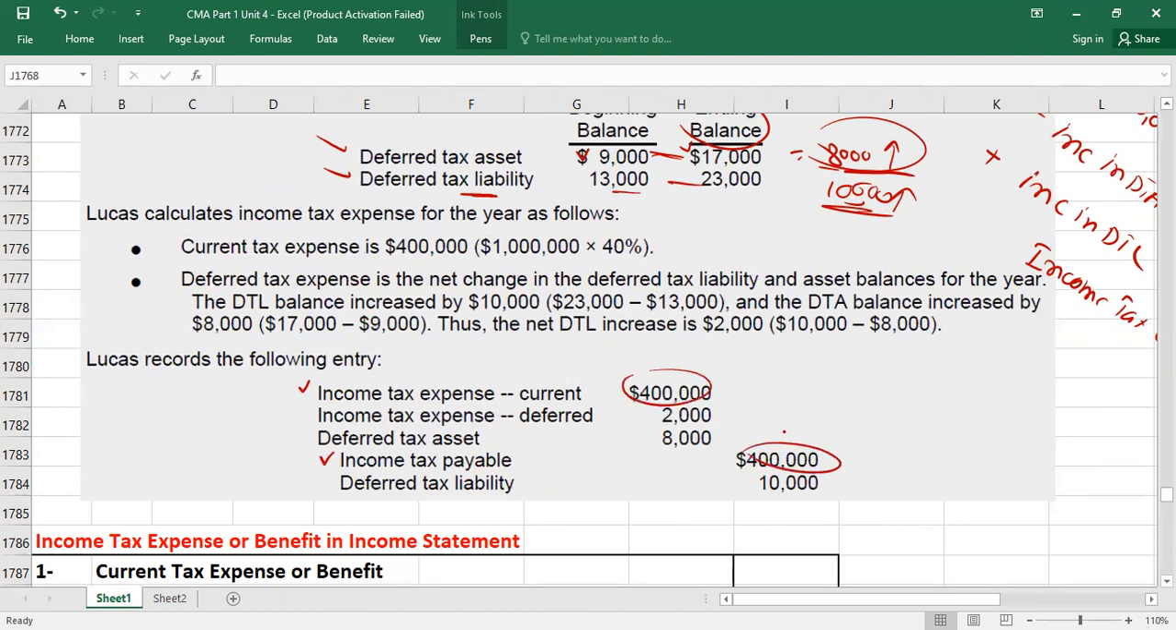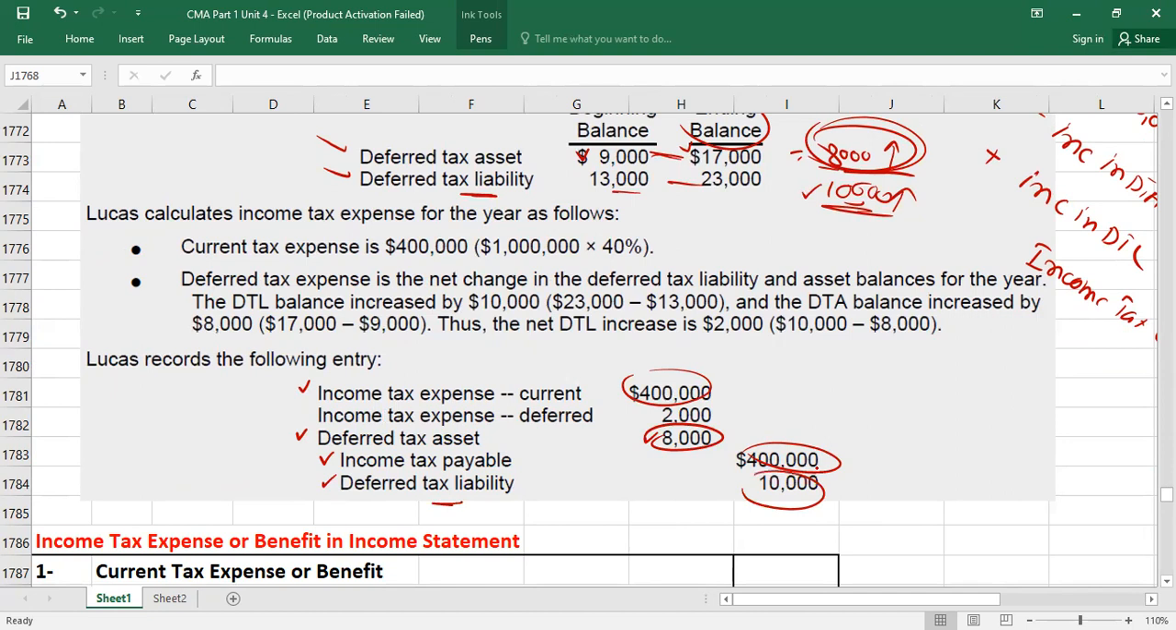This is clear? Right or wrong? Now tell me, has deferred tax asset increased or decreased? In the example, deferred tax asset has increased by 8,000. It means I will now debit deferred tax assets by 8,000. This amount is also covered now, right? Now tell me, what about deferred tax liability? Has it increased or decreased? Increased. So deferred tax liability will be credited by 10,000. So see, right or wrong?